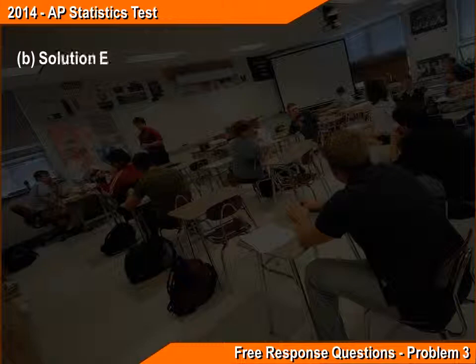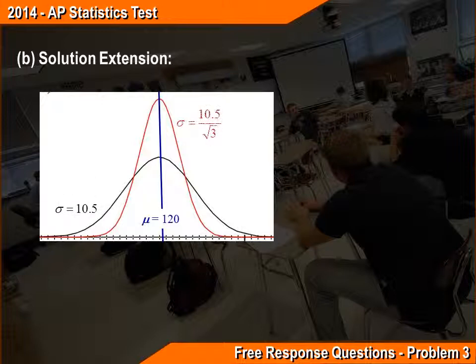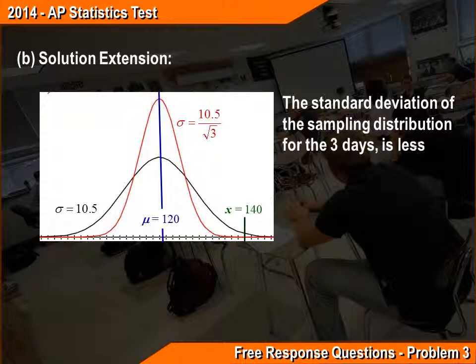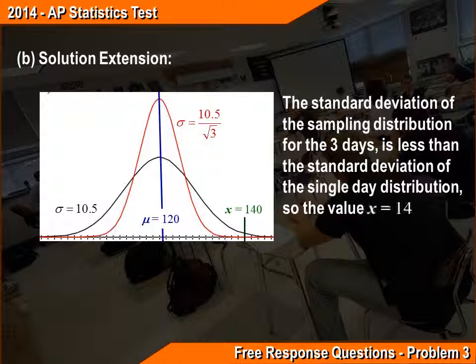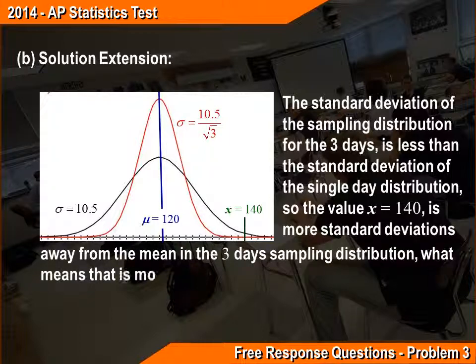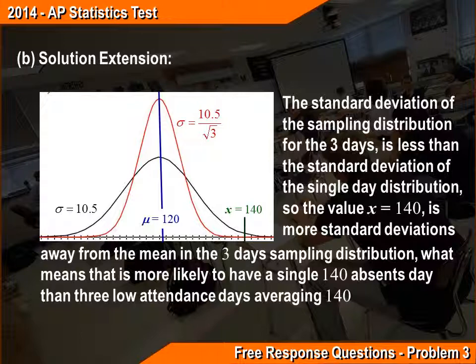To understand better the previous conclusion, let's compare the graph when taking attendance 1 day and the graph when taking attendance 3 days. The standard deviation of the sampling distribution for the 3 days is less than the standard deviation of the single day distribution. So, the value x equals 140 is more standard deviations away from the mean in the 3-day sampling distribution, which means that it's more likely to have a single 140 absence day than 3 low attendance days averaging 140.